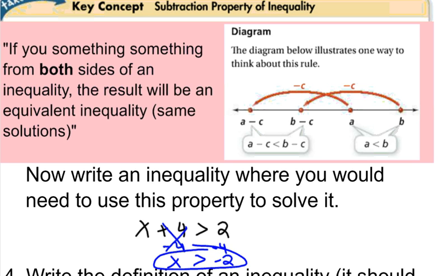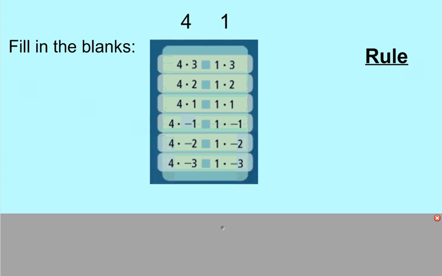We're going to actually talk about the multiplication and division property of inequality. But I'd first like you to look at this box, this table. It says fill in the blanks. 4 times 3 and 1 times 3. So 4 times 3 is 12.